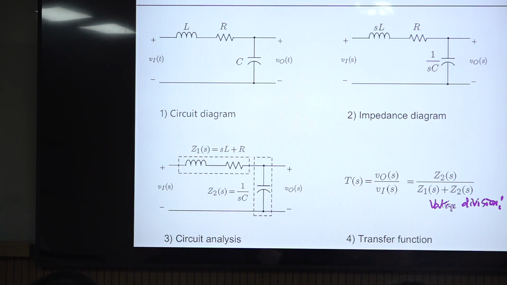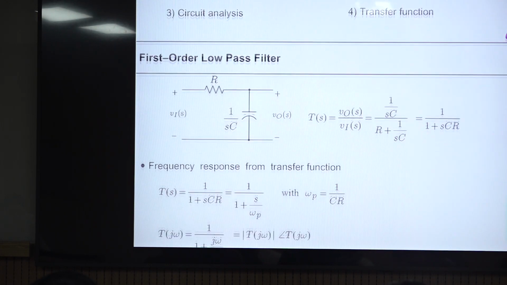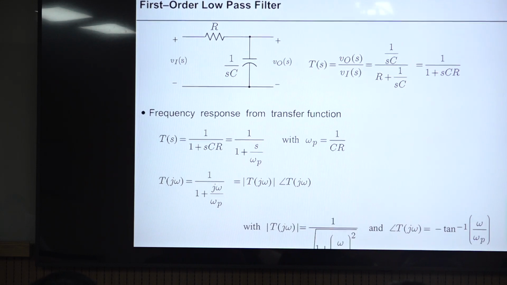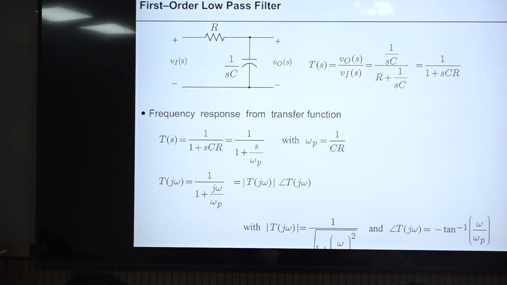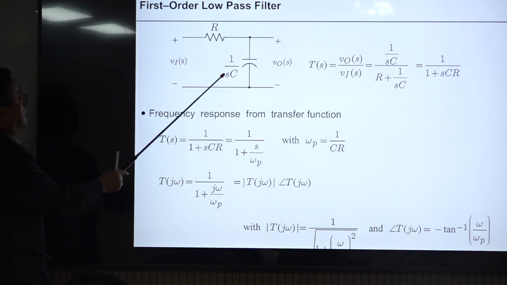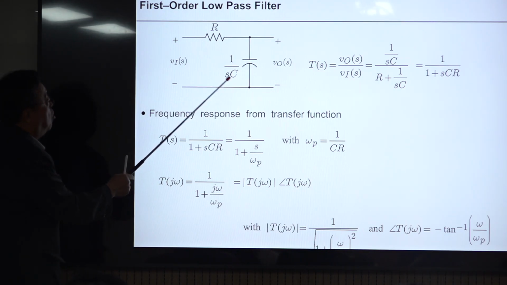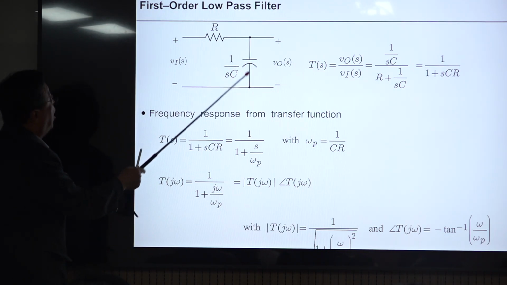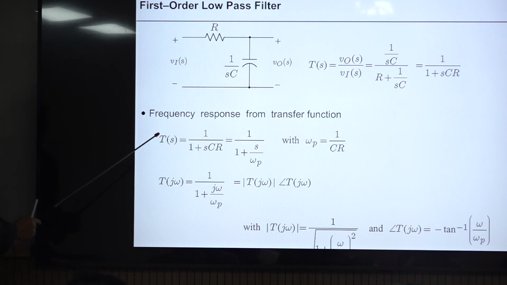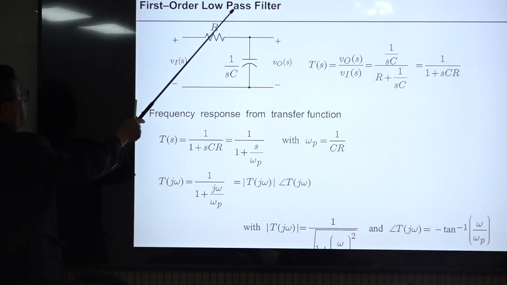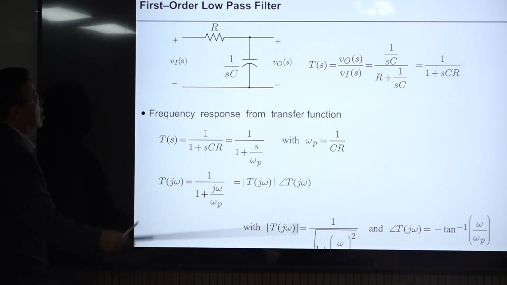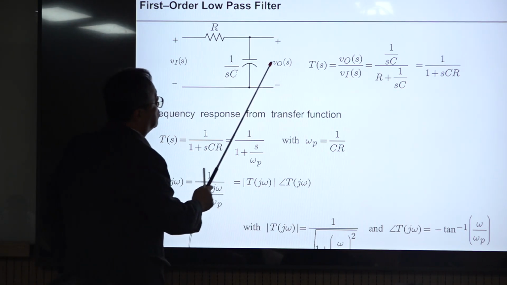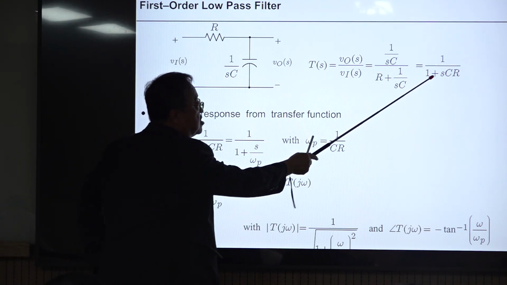From that, this is the low pass filter. This is called first order. Order means the number of reactive components. There is one, so it is called a first order low pass filter. I'll explain why it is called a low pass filter. And the transfer function from here to there is this one, and this is the standard form.